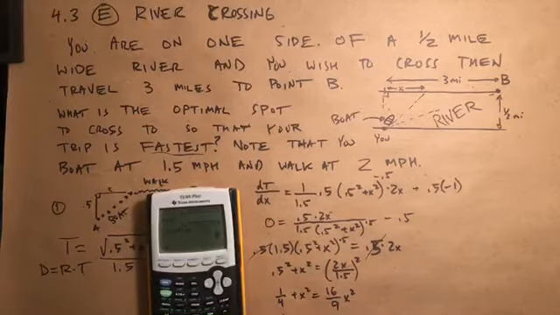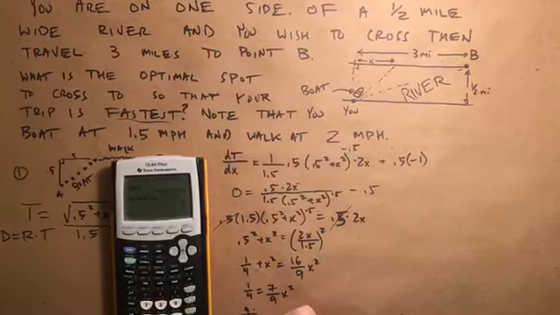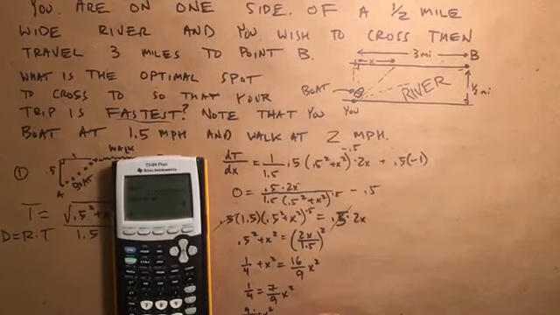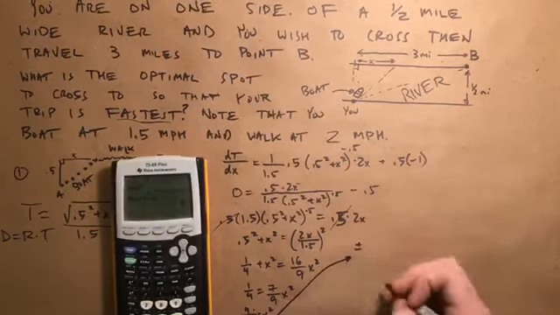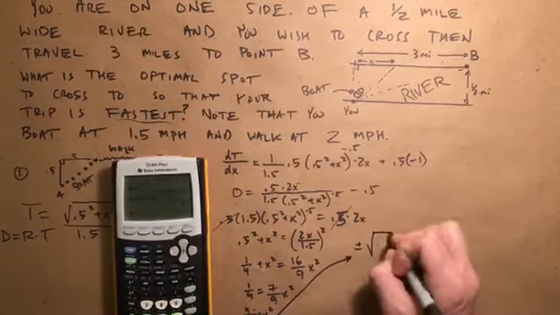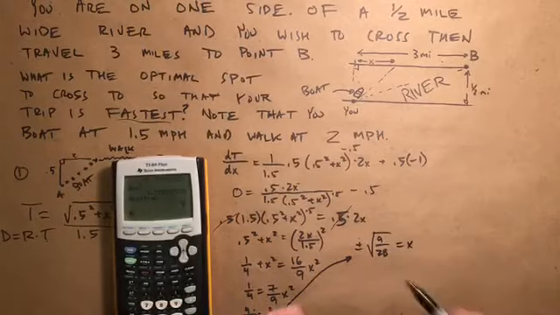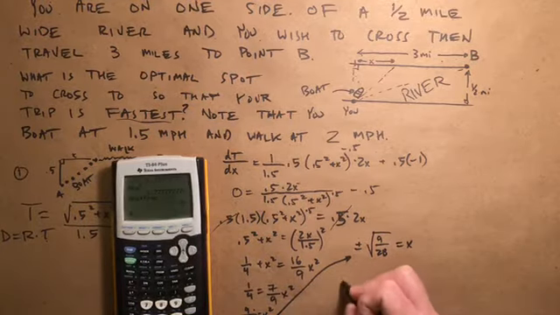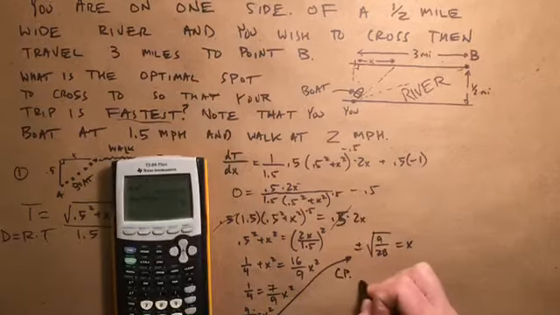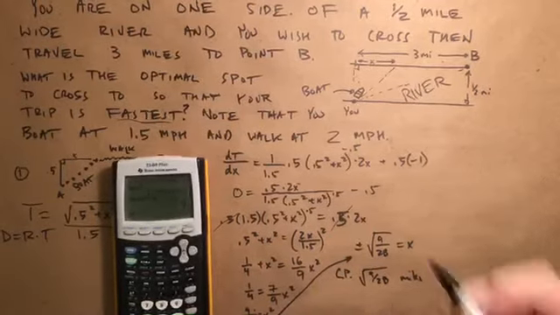And then we'll multiply by the reciprocal, so we'll have 9 over 28 equals x squared. And we have two solutions now. It looks like we're going to have plus or minus, and we'll just go root 9 over 28 equals x. Now, of these two solutions, only one is a legit solution because we need positive values. So our critical point is root 9 over 28 miles. And so that's where we should cross to.